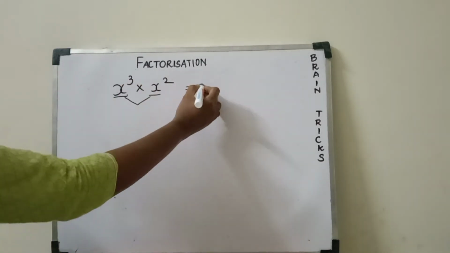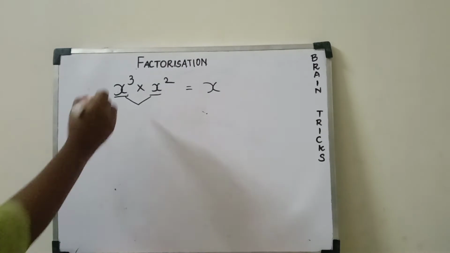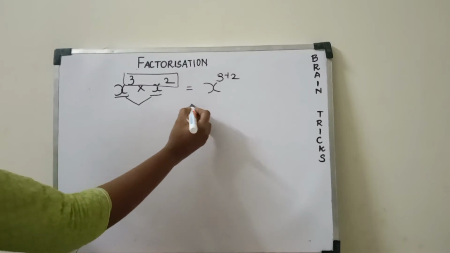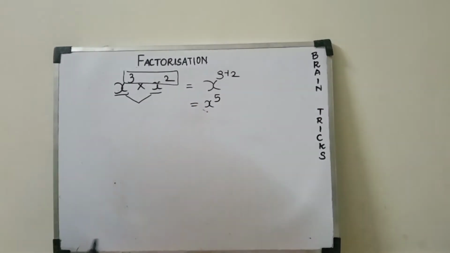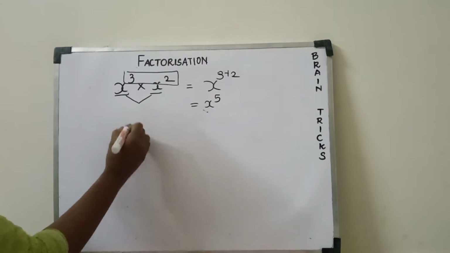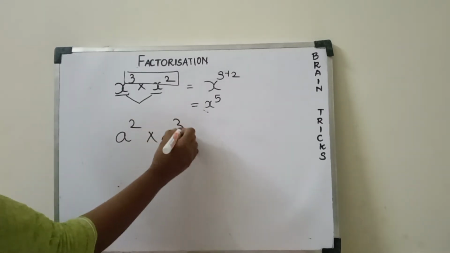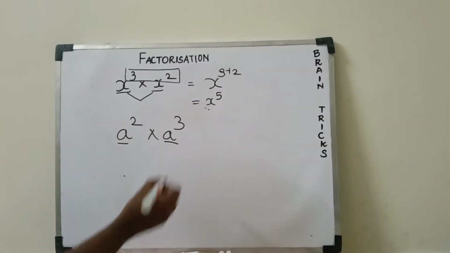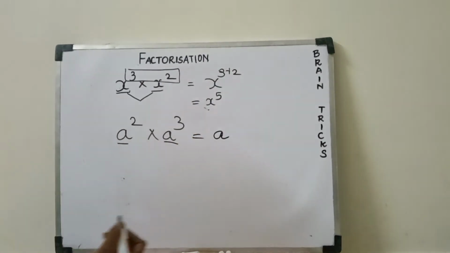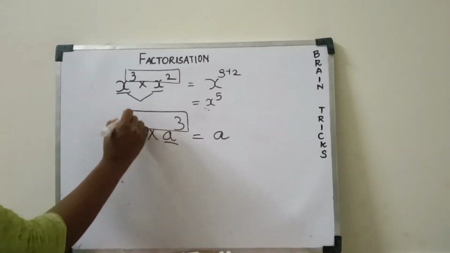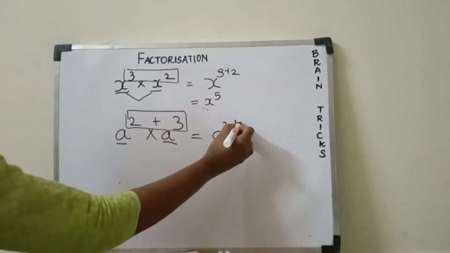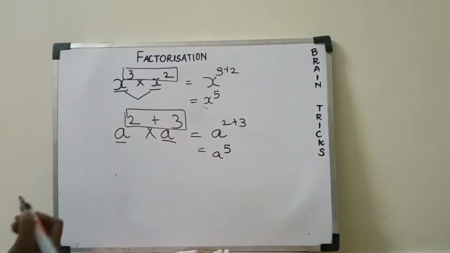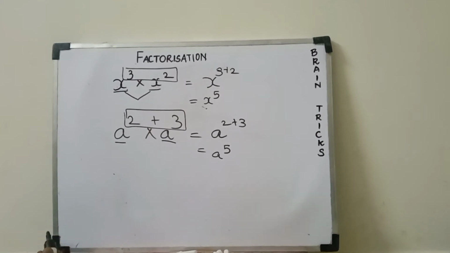So I am just writing x. Next, you just add the powers: 3 plus 2, which is x power 5. Next, look at this, a power 2 into a power 3. Check the variables. Here I have variable a, and here I have the variable a. So I am just writing a. Next, you have to add the powers. Clear? A power 2 plus 3, which is a power 5. This is algebra multiplication. In this way, you have to do multiplication in algebra.